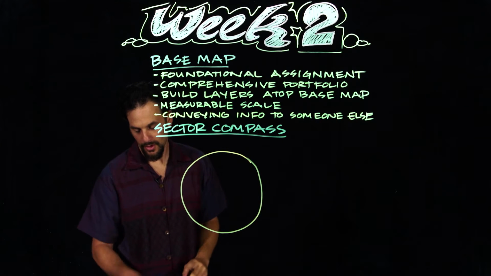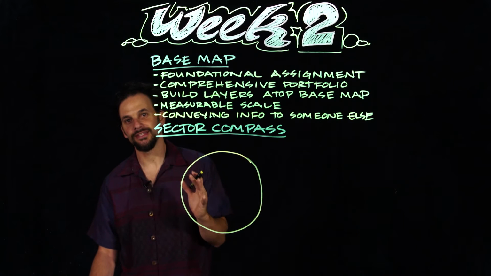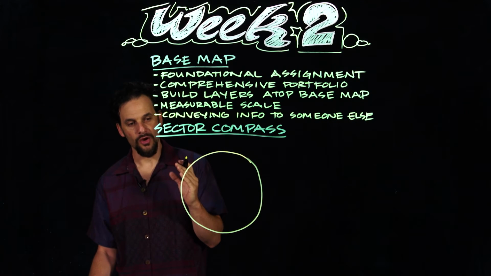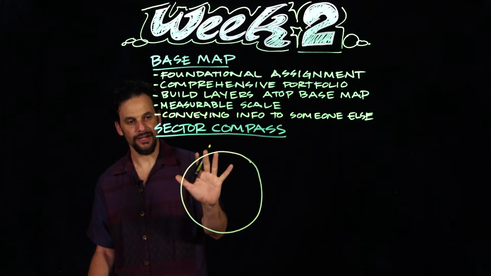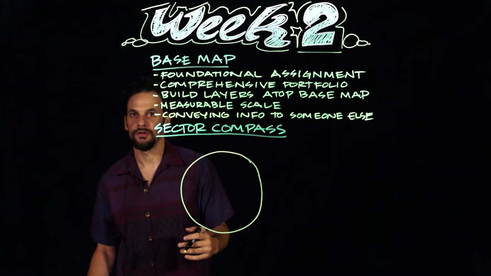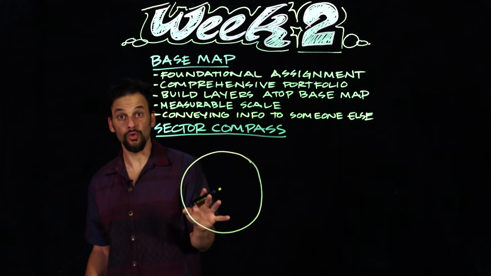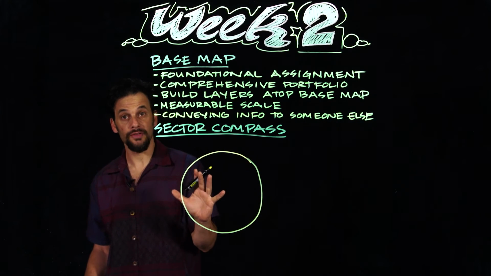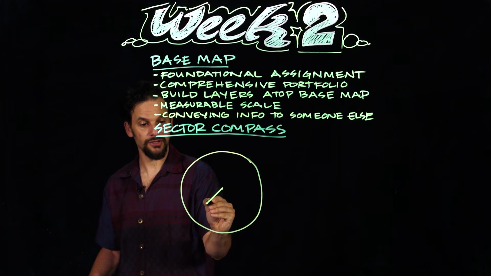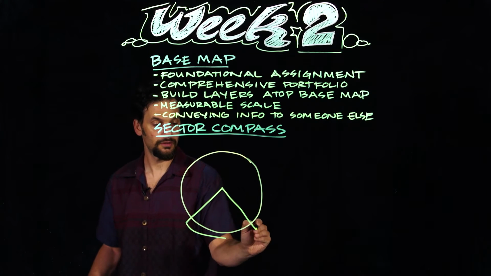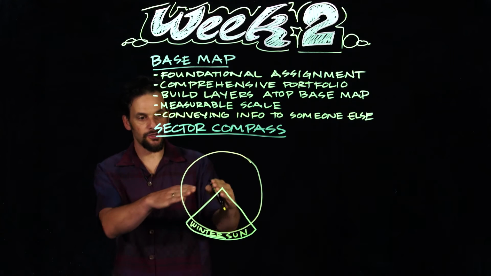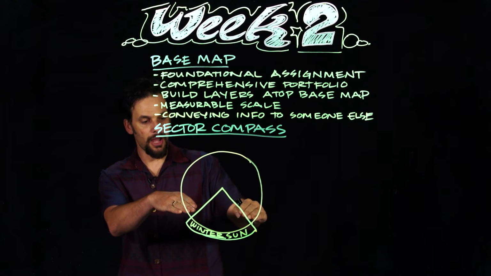Now, when we're talking about the sun sectors on the sector compass, one thing to note is that the sun sectors are always going to be symmetrically placed on your compass, whether you're in the northern or the southern hemisphere. So I'm going to draw this for someone in the northern hemisphere. Your winter sun sector is always going to be a pie shape.